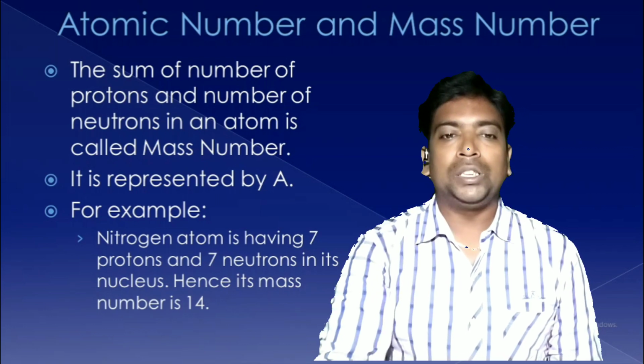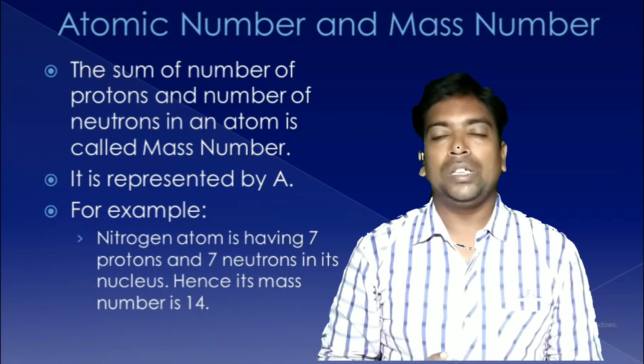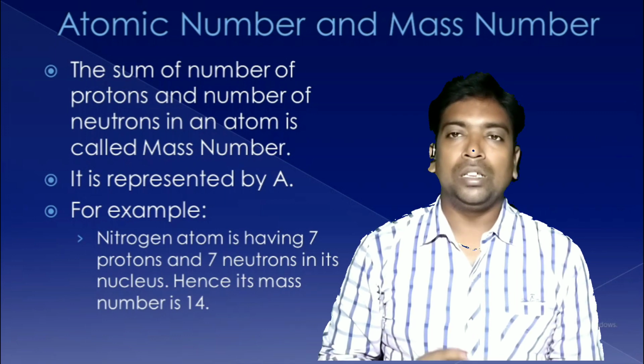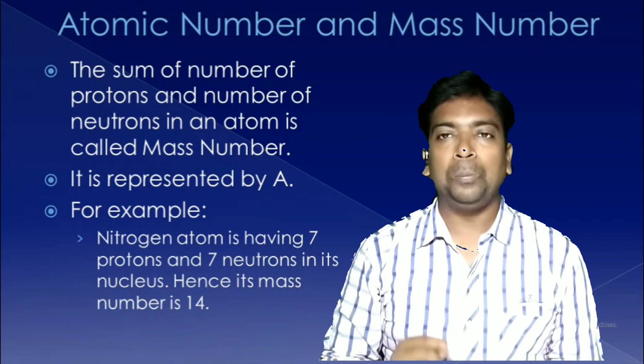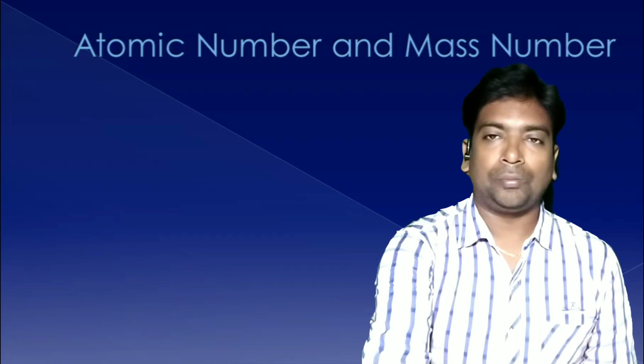Some examples we will see. A nitrogen atom has 7 protons and 7 neutrons in its nucleus, and thus the mass number of nitrogen will be 7 plus 7, which is equal to 14. Mass number of nitrogen is 14.